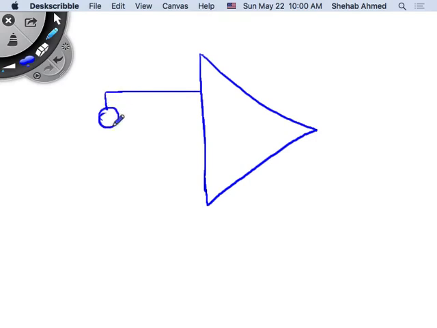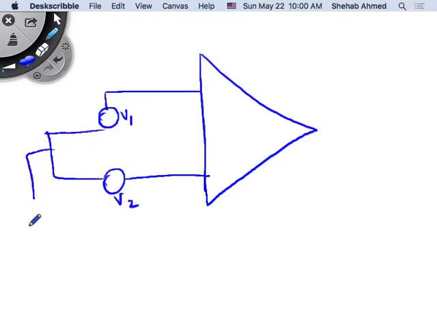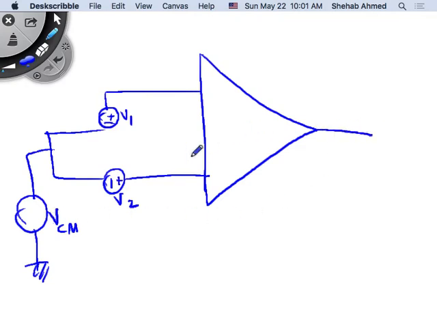let's say I do this. This is V1, and this is V2. And then I do something like this, VCM, for example, right? If I do that, what is the output? Well, here, for example, let's say VCM is equal to 1 volt. So what is the output equal to?